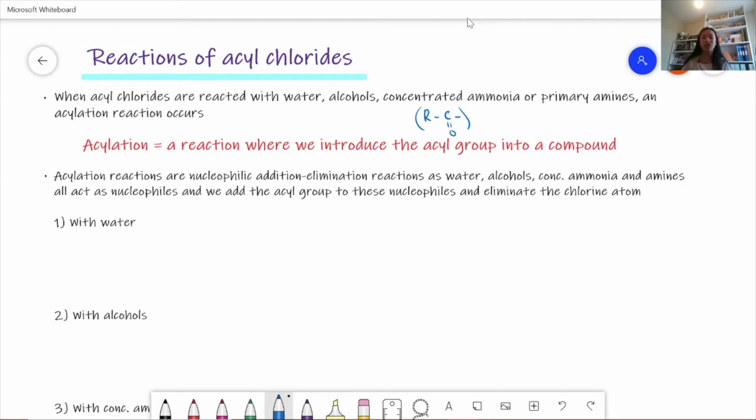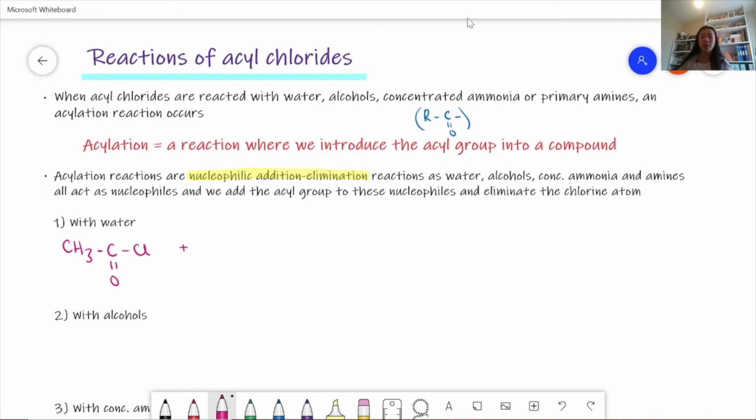And acylation reactions are nucleophilic addition-elimination reactions. And this is because water, alcohols, concentrated ammonia, and amines, primary amines, all act as nucleophiles. And so we add the acyl group to these nucleophiles, and in the end, we also eliminate the chlorine atom, which was part of these acyl chlorides. And so first we'll look at water. So I'm going to look at ethanoyl chloride as an example. So we'll have ethanoyl chloride, which has a formula of CH3, C double bond O, and Cl. So this is ethanoyl chloride.